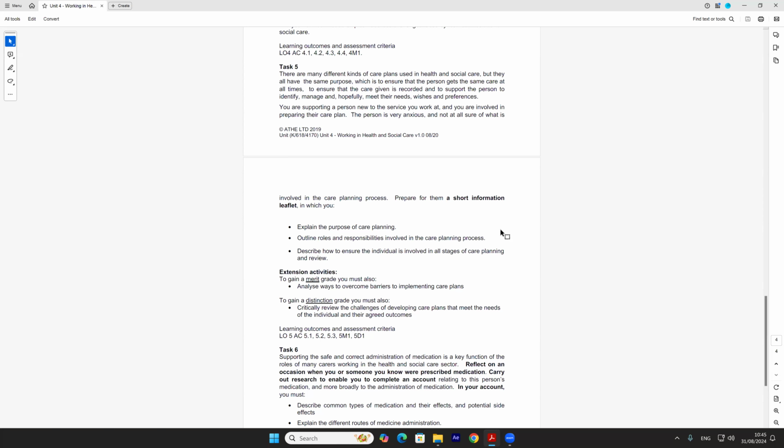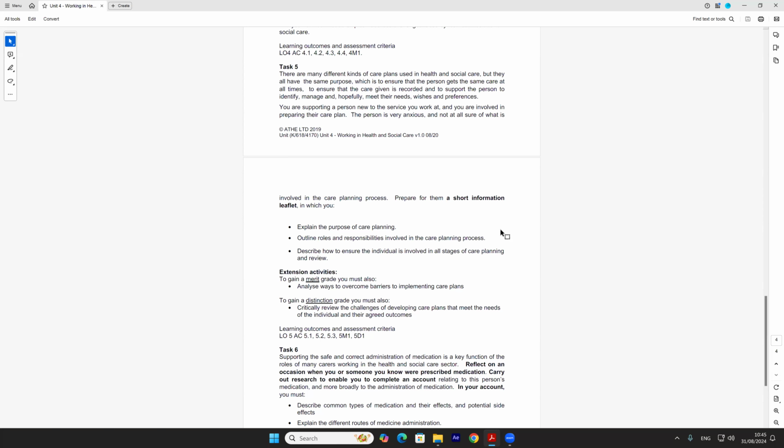So the purpose of care planning is to ensure that each individual receives the best possible care in a structured, organized, and person-centered manner. It's about making sure that care is not only appropriate but also effective and responsive to the individual's changing needs. Then we have outline roles and responsibilities involved in the care planning process.